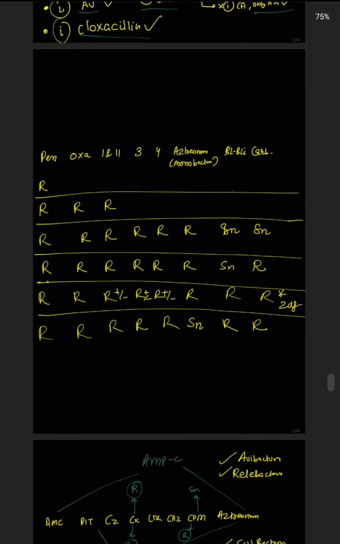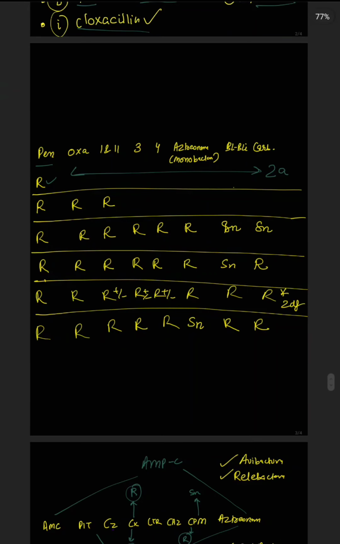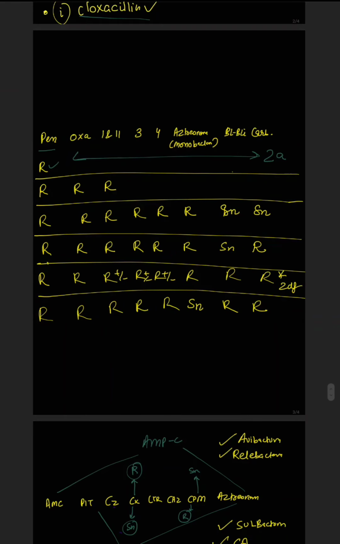So in a nutshell, if we try to fill this table, we will be able to know what exactly we are talking about. So in case of the first chart, we can see that it is resistant to penicillin only, and nothing else, no resistance is there. So it belongs to the 2A group. 2A means group 2, A is penicillinases.